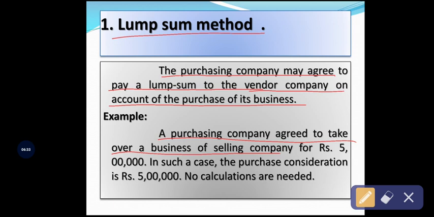Assume here a purchasing company, that is transferee company. In the example, B company agreed to take over the business of A company, that is the selling company, for rupees 5 lakhs.